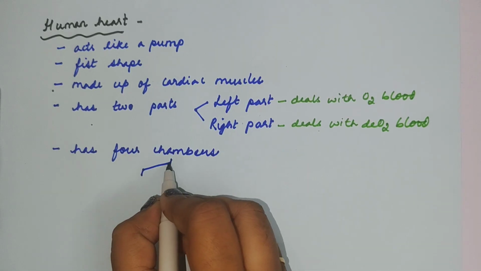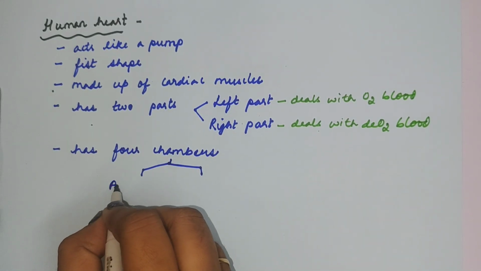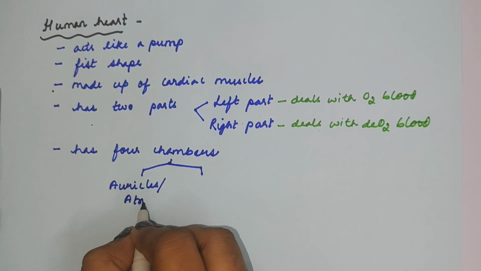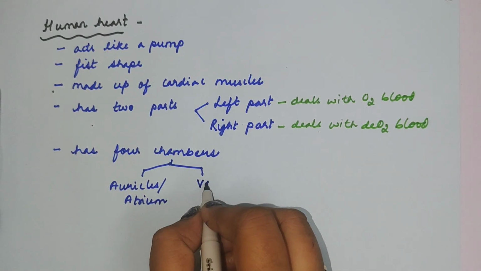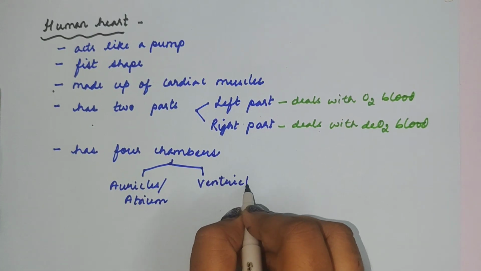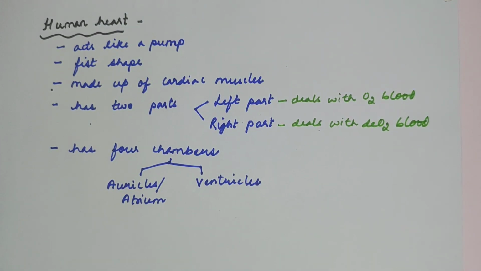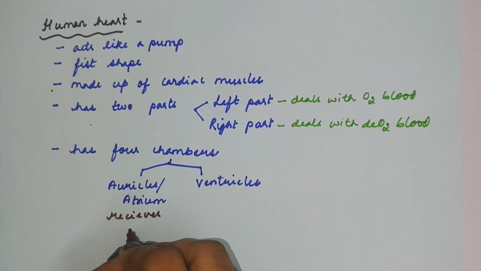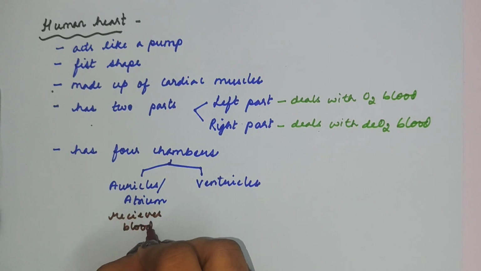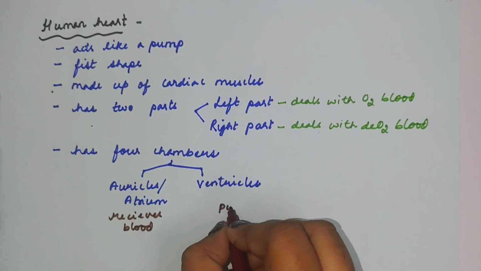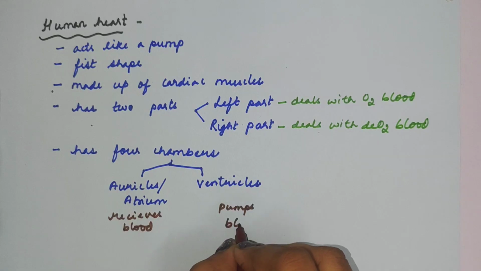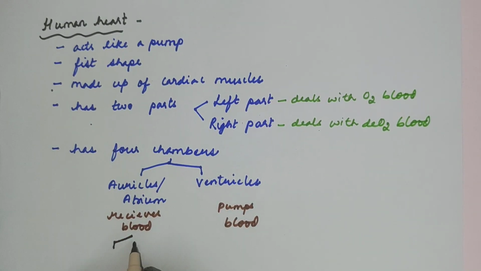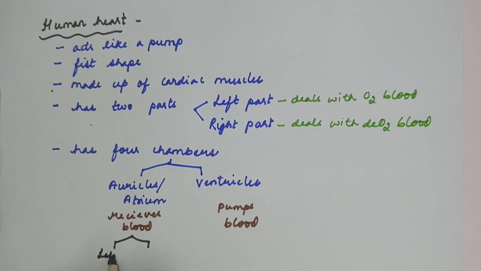These four chambers are the atrium or the auricles and the ventricles, and we have each auricle and ventricle in the left and right part respectively. Means the left part of the heart has left auricle or left atrium and left ventricle, whereas the right part of the heart has right auricle and right ventricle. The atrium's function is to receive the blood, whereas the ventricle's function is to pump the blood.